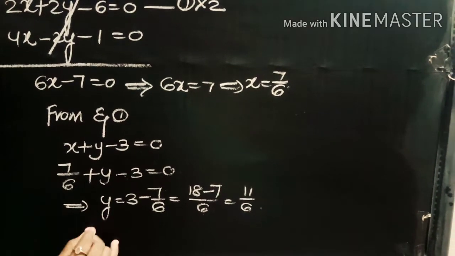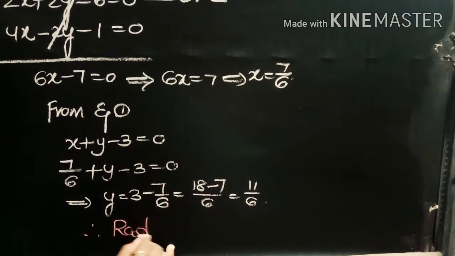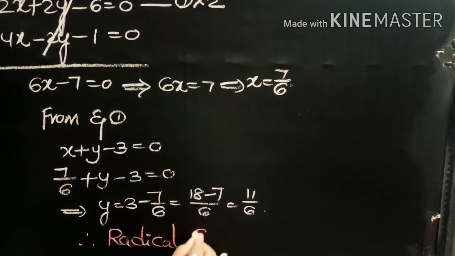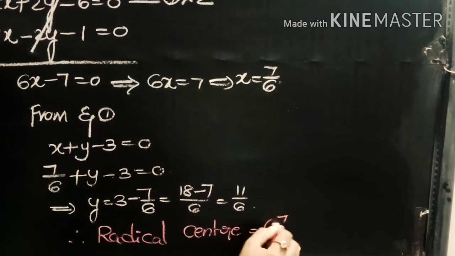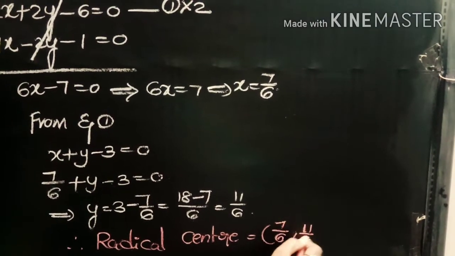Therefore radical center is equal to x value 7 by 6 comma y value 11 by 6.